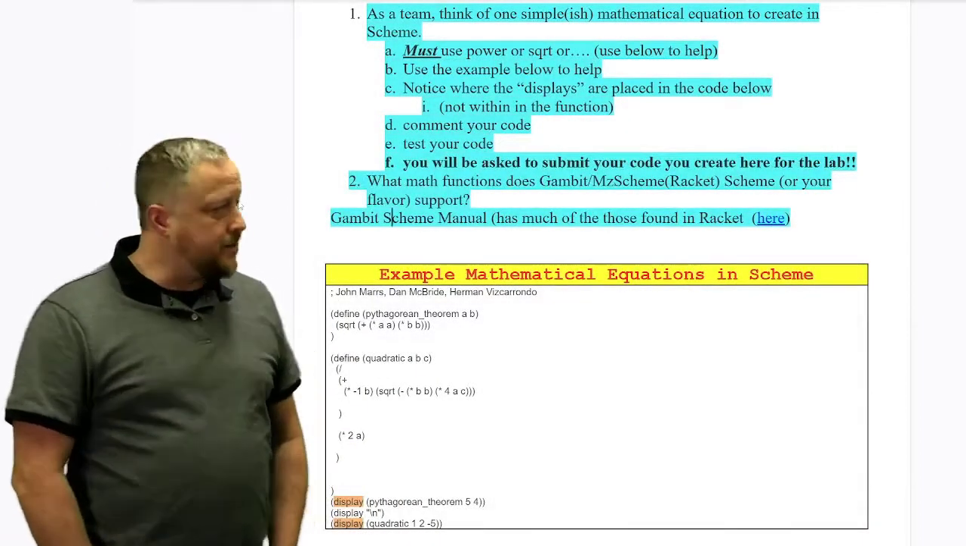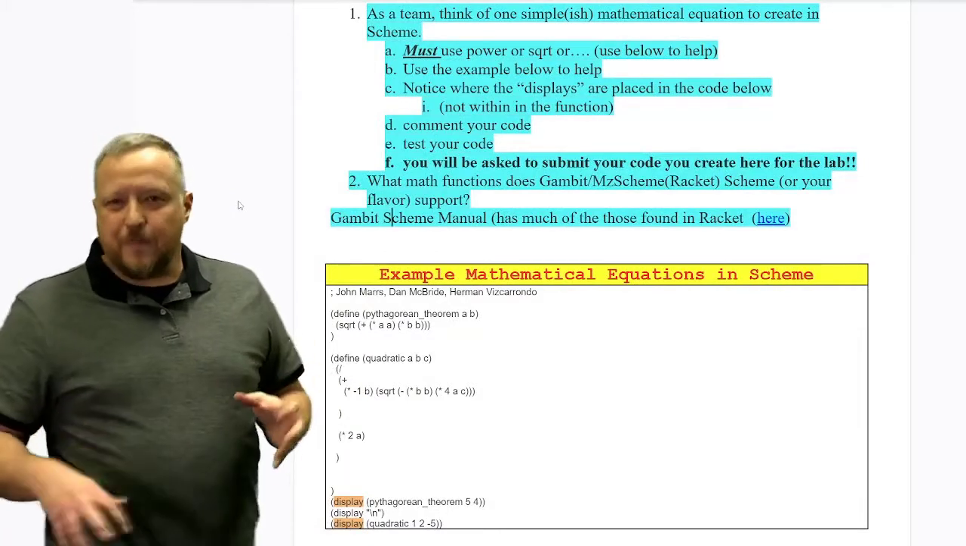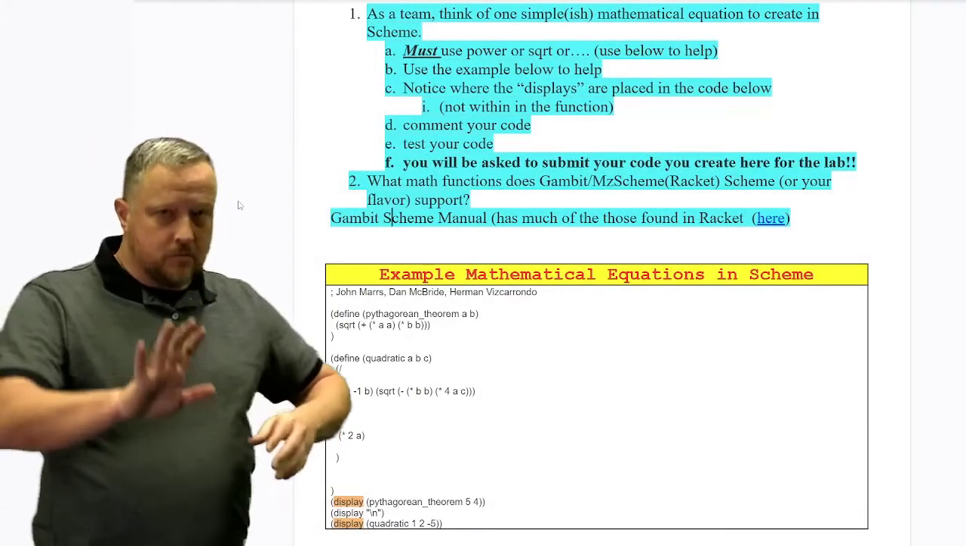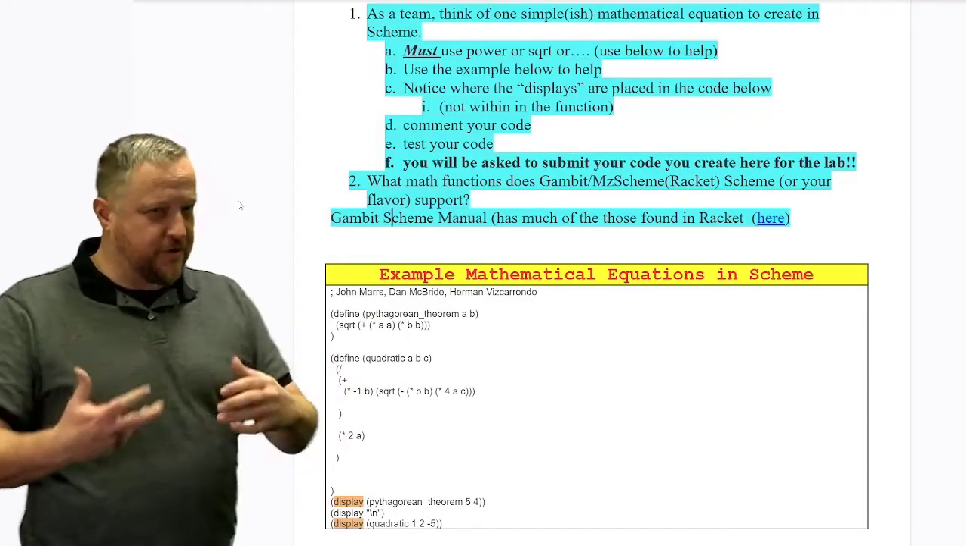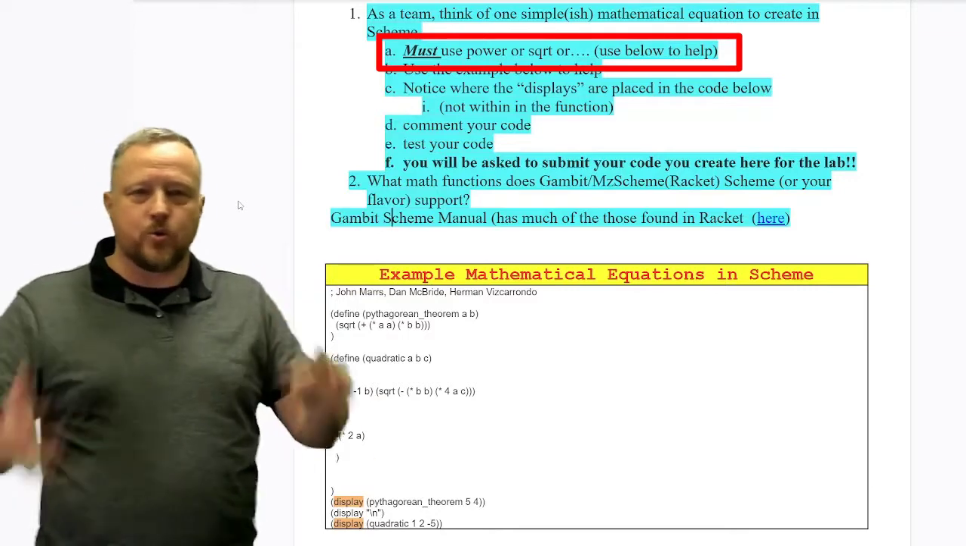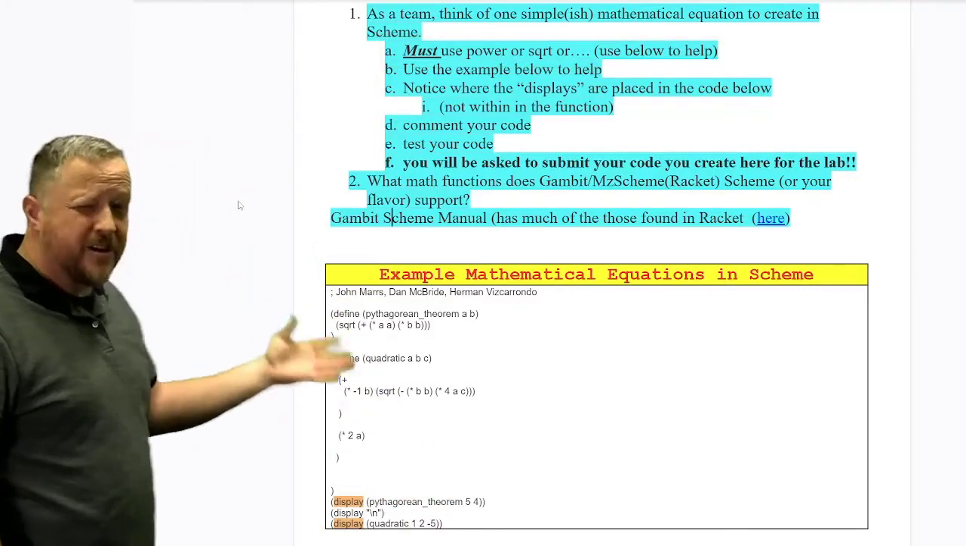So it's exercise time. You're going to create one simple-ish mathematical equation in Scheme. Now, I have to preface this with: it must use power or square root. I'm trying to give you an example of the Pythagorean theorem here.